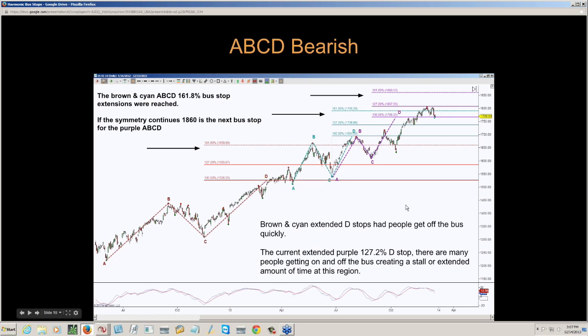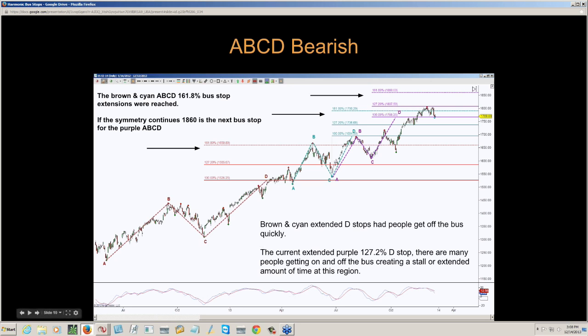Now let me tell you something about harmonic patterns. Really strong ones like to retrace 100% or more. Failure to do that gives us a continuation bias. Okay, and here we are at a very interesting juncture because the purple ABCD is at the 1.272. Remember, the previous two ABCDs that we've looked at have hit the 1.618, right?